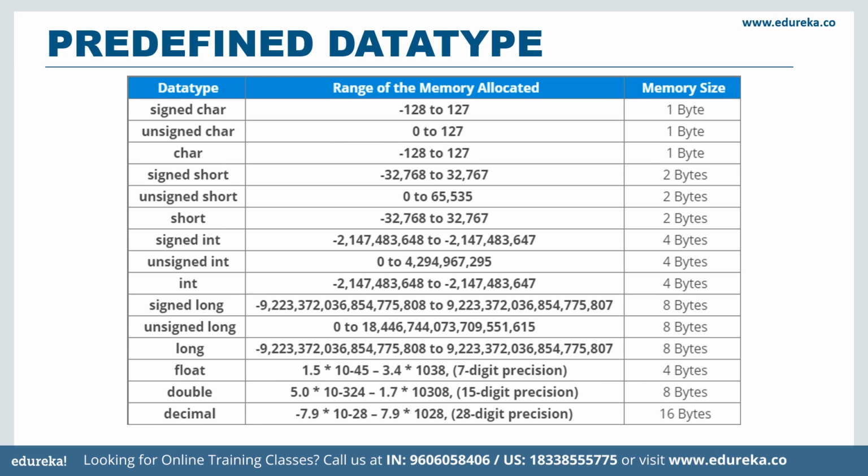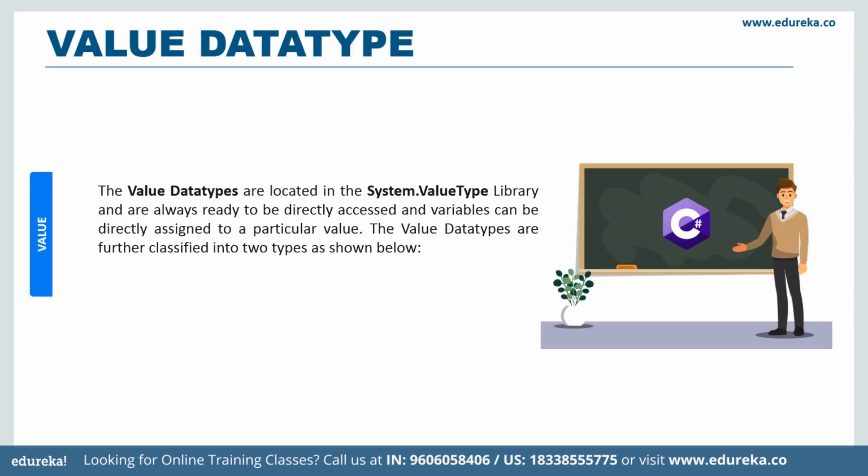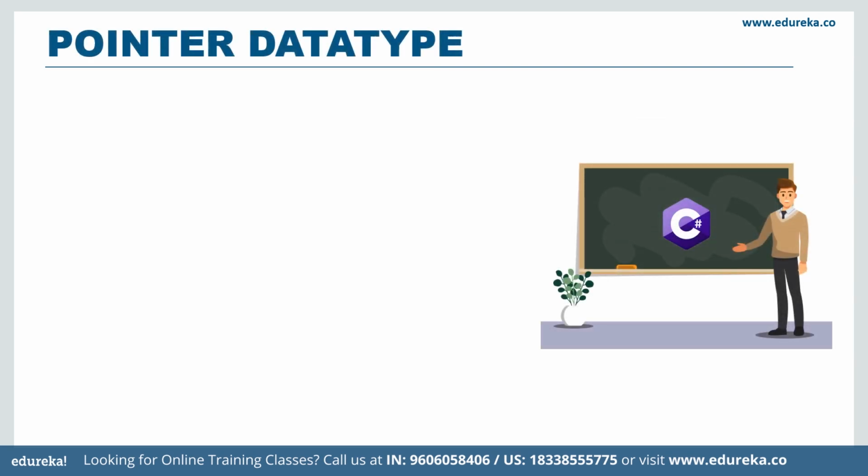The predefined data types are the ones which we normally use in our day-to-day programming. These data types are predefined by the language developers and are kept ready to use by the programmers. Examples: int, float, char, short, double, etc. This table here shows the predefined data types used in our C# program, and the memory size allocated to each data type which we use in our day-to-day programming.